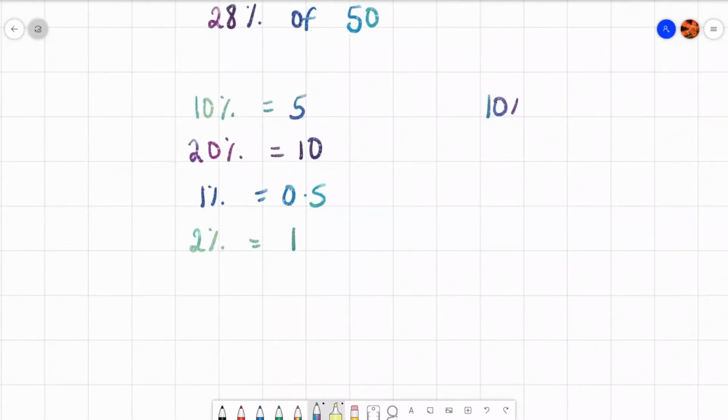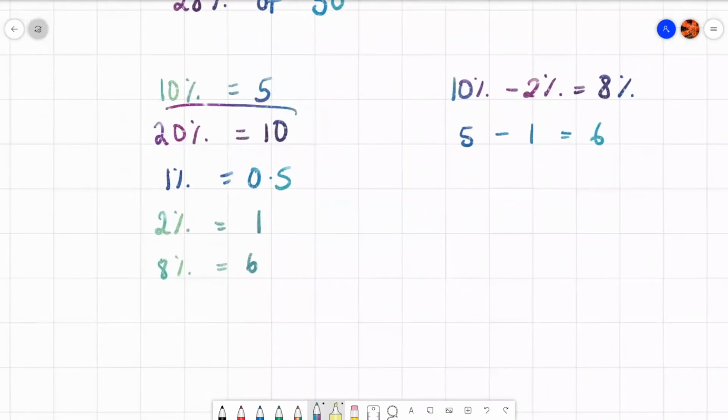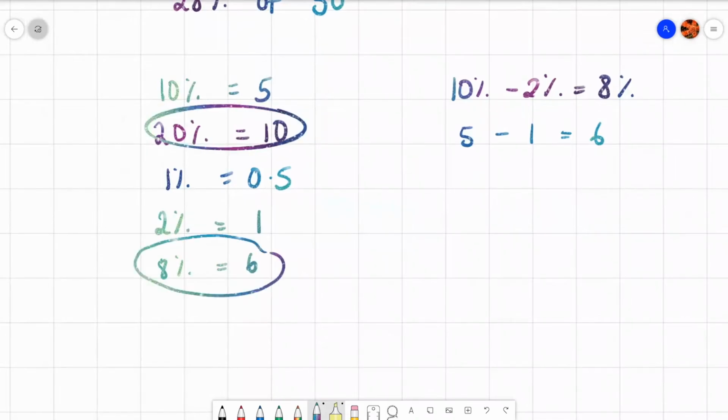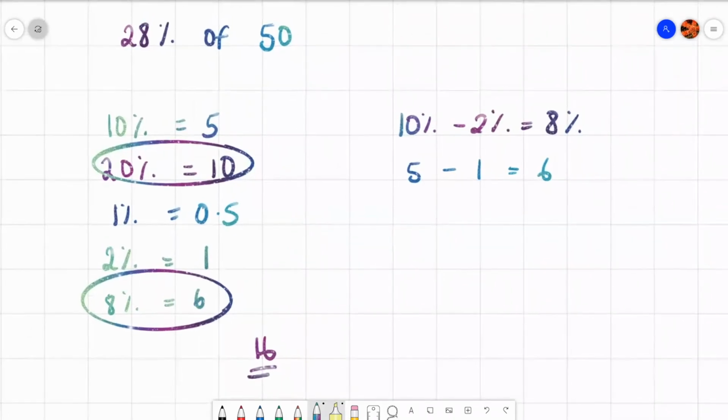Then all I do is 10% take away 2%. That gives me 8%, doesn't it? So the 10% is 5, take 1, which is 6. So 8% is actually 6. And then I just need to do 20%, add 8%, which is 16. Or if I didn't want to do that, from the 1%, I would have to work out 8% by timesing by 8. So 0.5 times 8 is 4.